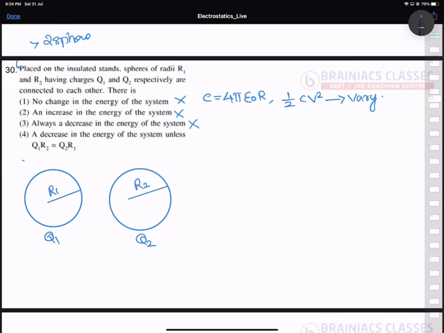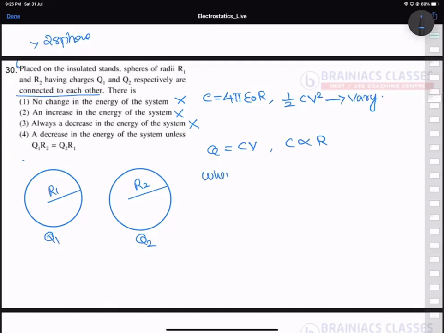So what is the power here? I know Q equals CV. Capacitance depends upon radius, so I can say C is directly proportional to R. The question is, when two spheres are connected to each other, what will be equal?